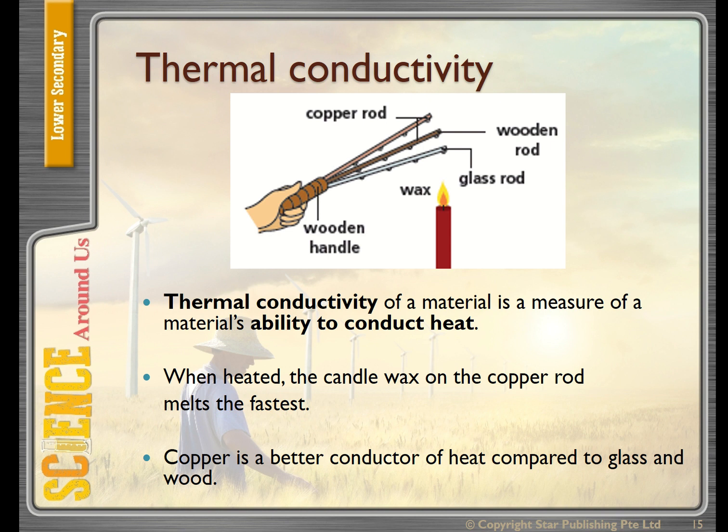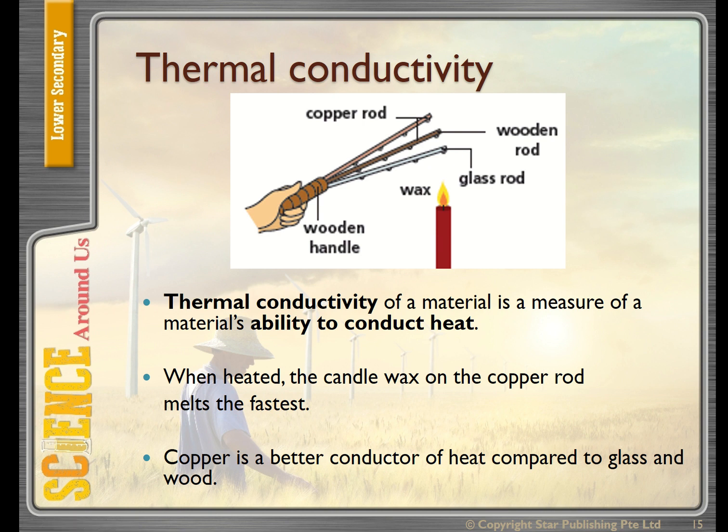Let's say we are looking at copper. You know that copper is a metal. Take a look at this example over here. I have a copper rod, a wooden rod, and a glass rod. This simple experiment allows us to compare the thermal conductivity of glass, wood as well as copper. The one that conducts heat the fastest will be able to melt the wax on each of these rods. So which one do you think will have the wax melt first?